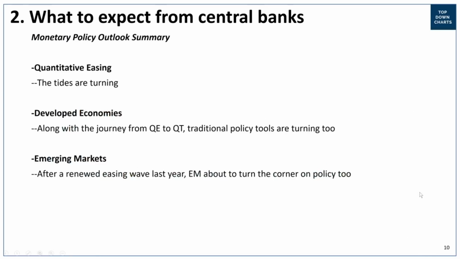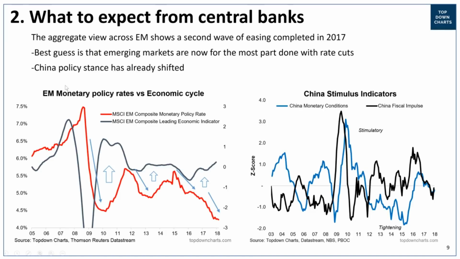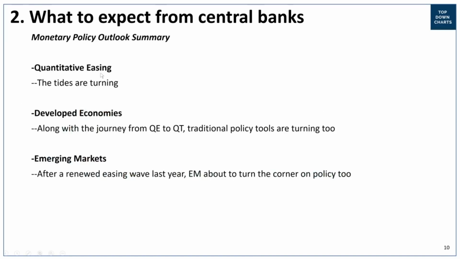So what to expect from central banks? The three key takeaways here. So quantitative easing, the tides are turning, well, they've already turned basically. Developed economies, along with the journey from QE to QT, traditional policy tools are also turning. So policy rates are on the rise. Emerging markets, after a renewed easing wave last year, EM is about to turn the corner on policy as well.